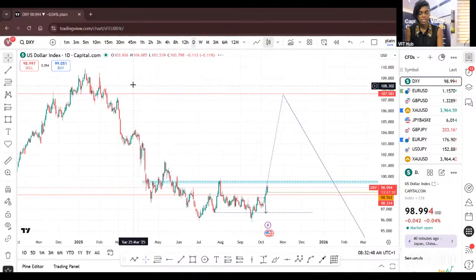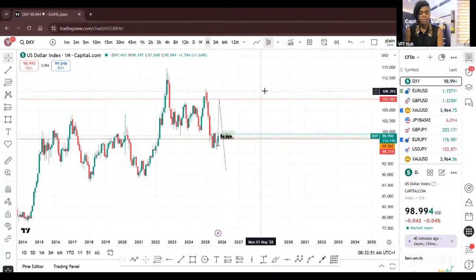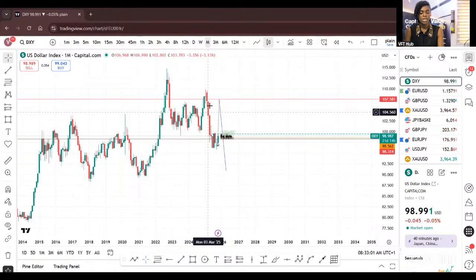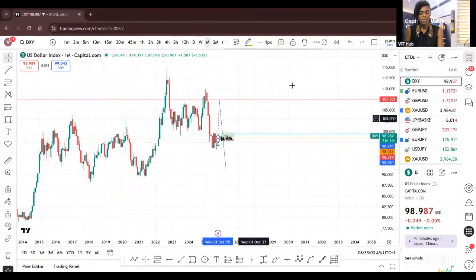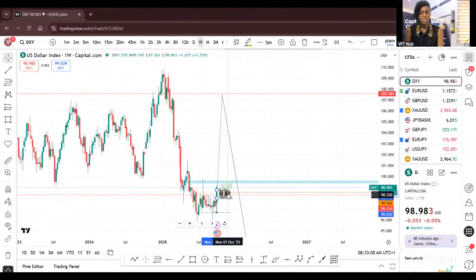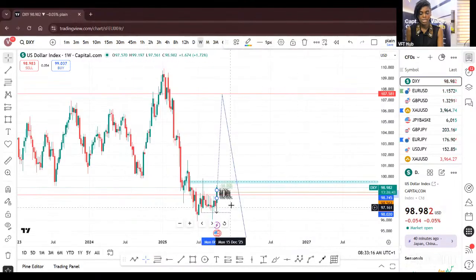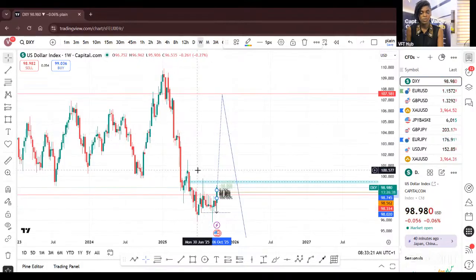So starting off with DXY on the monthly time frame, over a period of time, we've been seeing that the price was bullish for a long period of time, but then we saw price range, and then we saw a sweep of this liquidity to the downside. Coming down to the weekly time frame, the most recent price action has actually been bearish, right? We've been seeing price breaking lower, forming lower highs and lower lows.